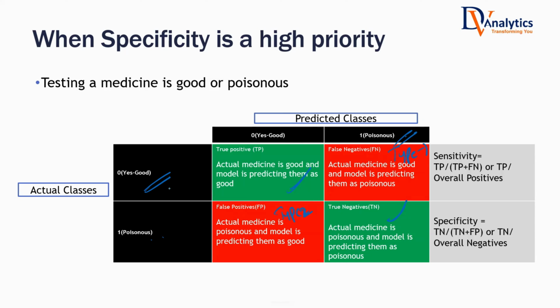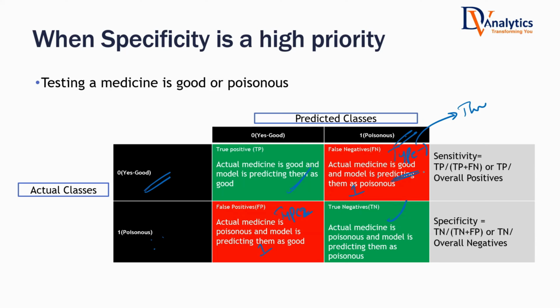Okay. Now tell me which one is dangerous here. Let's say you made one mistake here. Good medicine has been predicted as poisonous. What will be your action after this? Not take the medicine. You will throw away that medicine. Poisonous medicine has been predicted as good. What will be the action after this? We'll take the medicine. So tell me, one mistake here, is it equal to one mistake here? No, not at all.